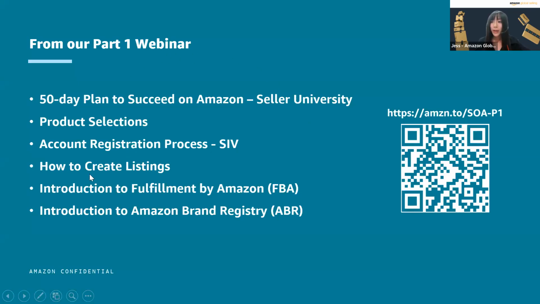All right, so for a quick recap, in our part 1 webinar, we covered topics like how to access Seller University, how to select products to sell on Amazon.com, the account registration process with emphasis on the SIV process, or Seller Identification Verification process, how to create listings, and also an introduction to FBA, which is Fulfillment by Amazon, as well as ABR, which is Amazon Brand Registry. If you need to revise these topics, you can scan the QR code here or use the link provided to access the recording.